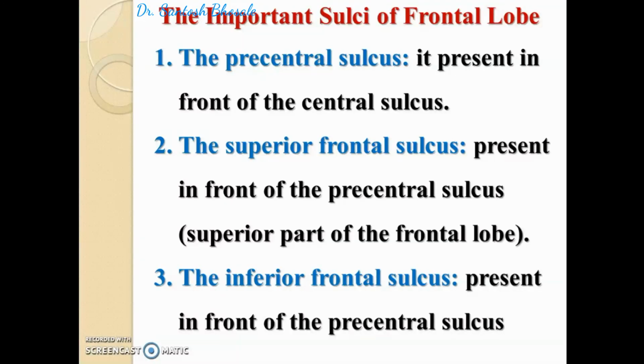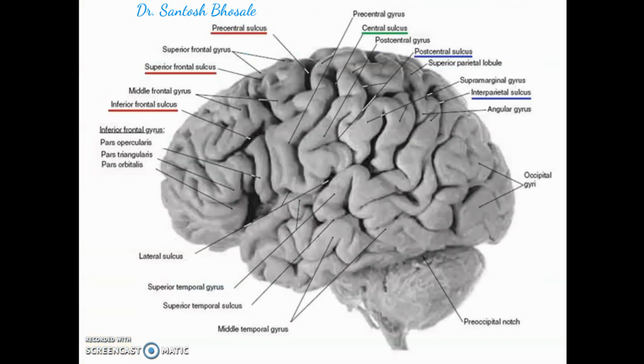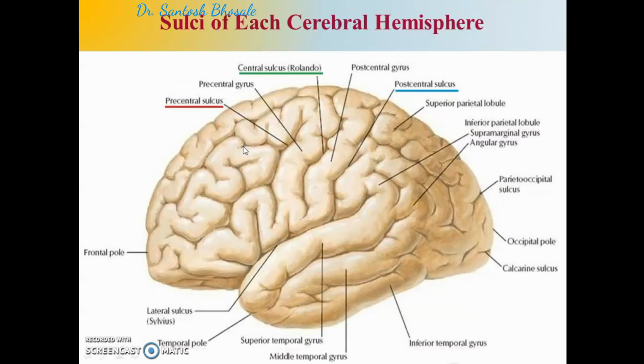Now coming to the important sulci of the frontal lobe, you will see the precentral sulcus, the superior frontal sulcus and the inferior frontal sulcus. Sulci are depressions, gyri are elevations. So you are seeing these 3 important sulci in the frontal lobe. Again you can see the central sulcus there. Remember the 3 points: that is the precentral sulcus, that is the superior frontal sulcus and the inferior frontal sulcus.